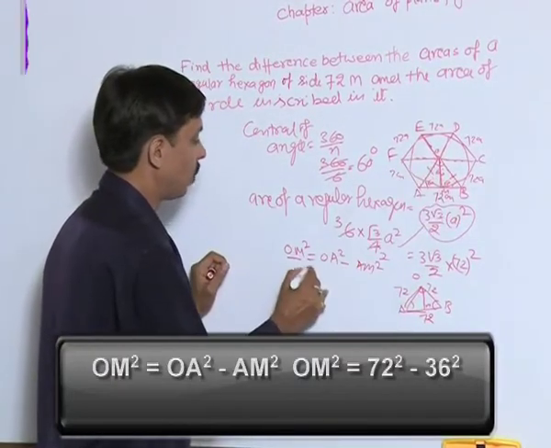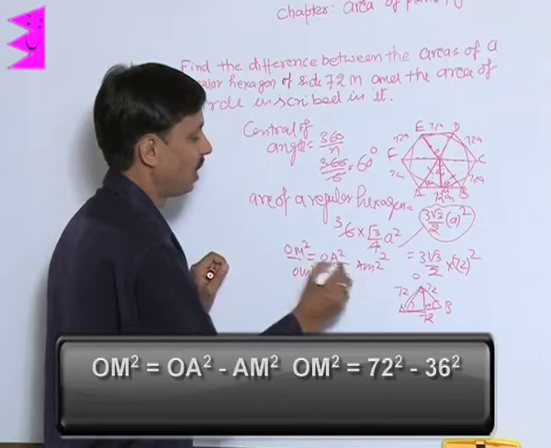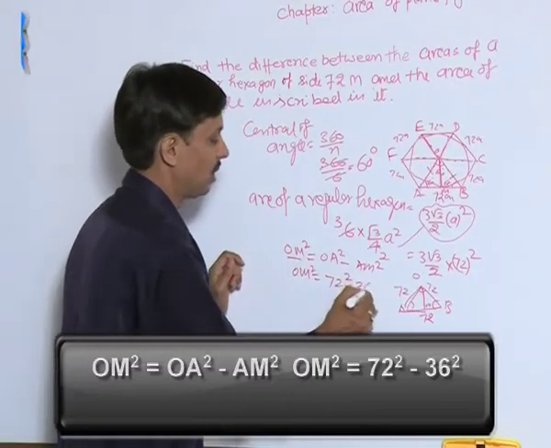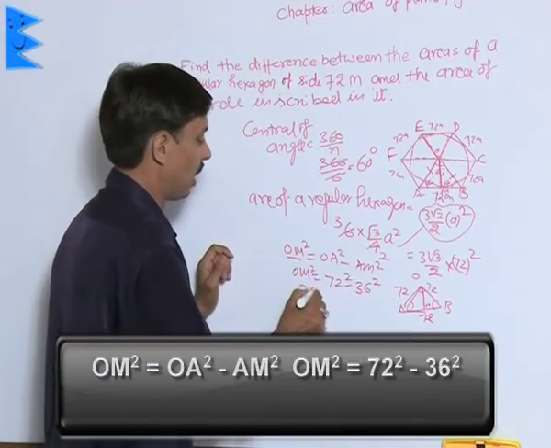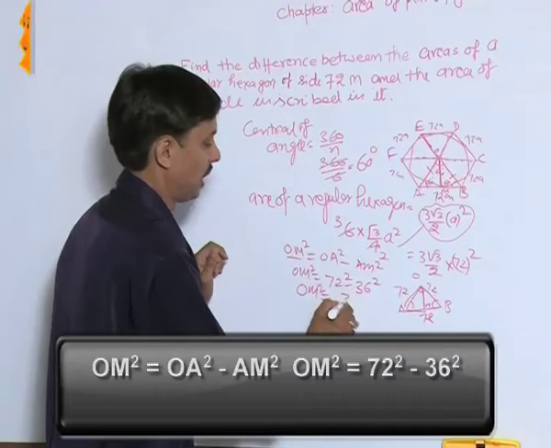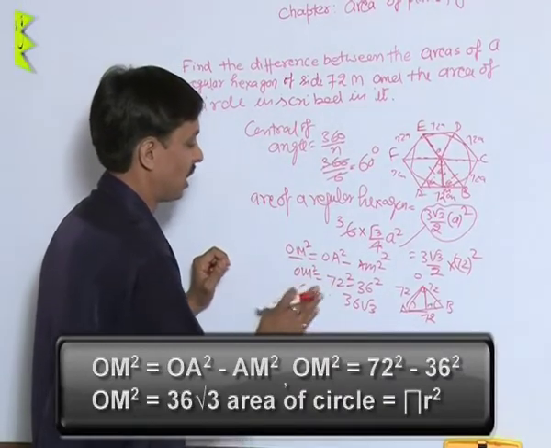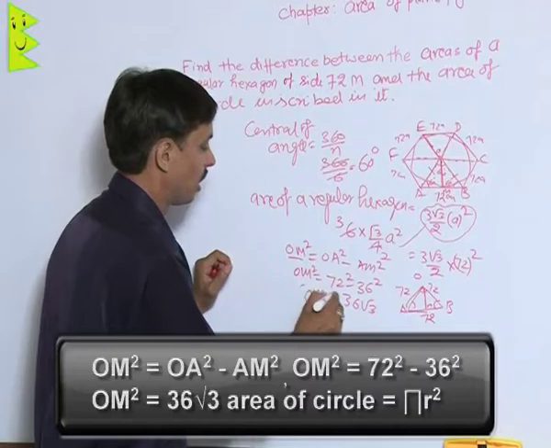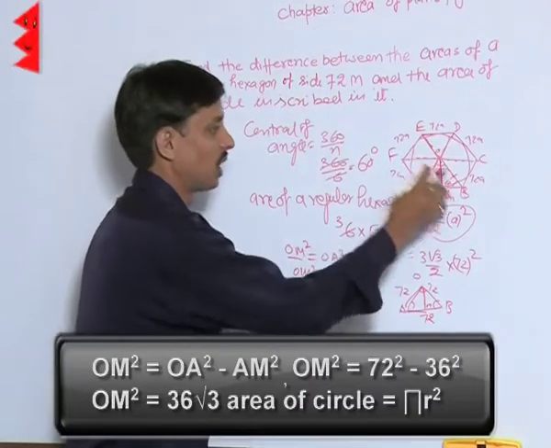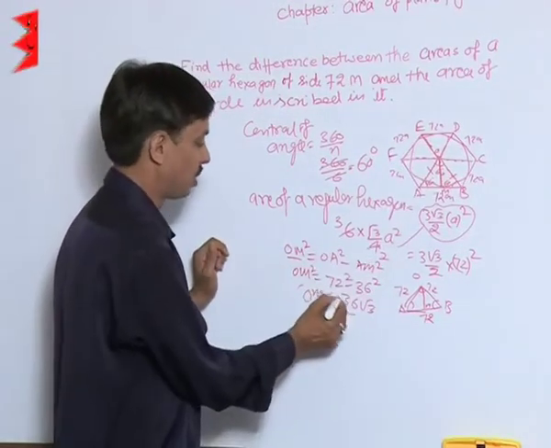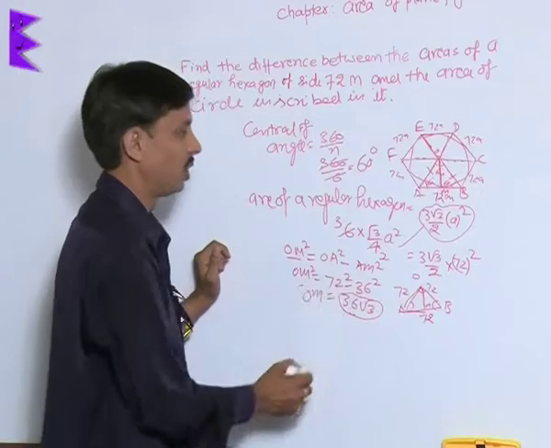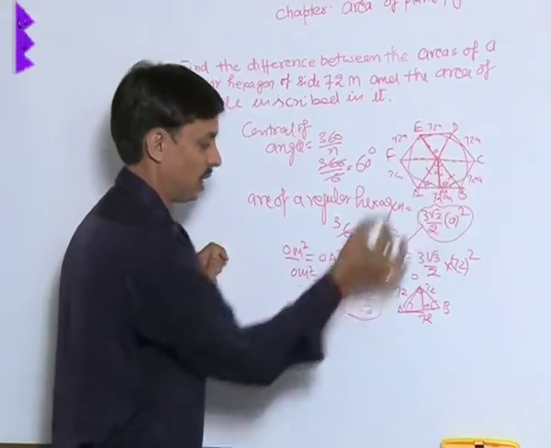So the answer of OM square is 72 square minus 36 square. I will get this answer as 36 root 3 if I take the square root. That is the answer of OM, or the radius of the circle. Now I have the radius of the circle as 36 root 3 with the help of the triangle.